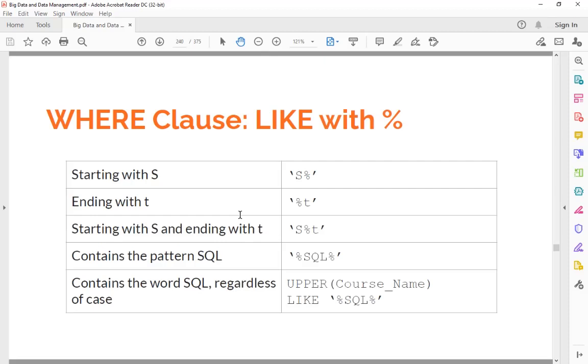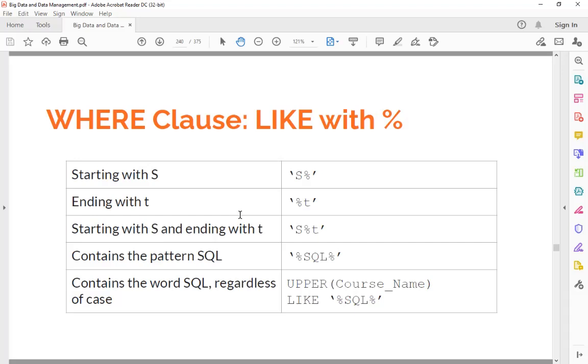If we want to say ending with T, then it's %T, an unknown number of unknown characters, then followed by T. T is a requirement. Nothing, anything before T that fits into the %. So you can even have T itself. This also meets the requirement of ending with T, right?